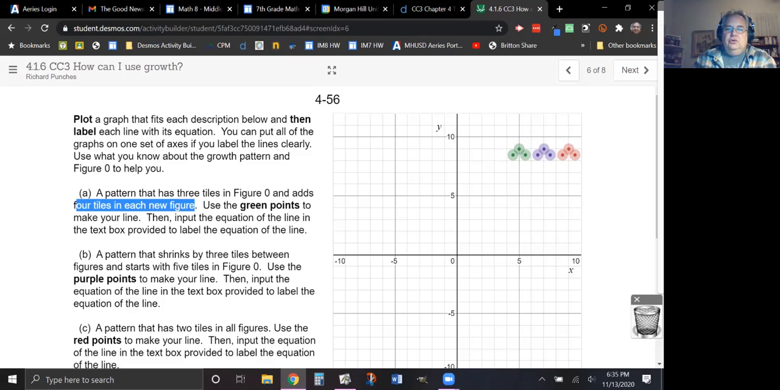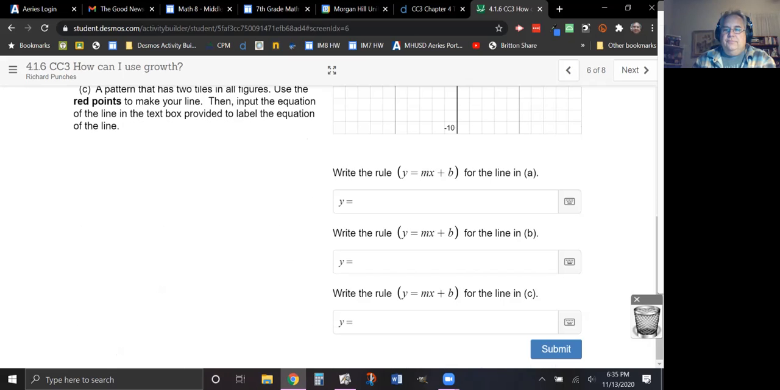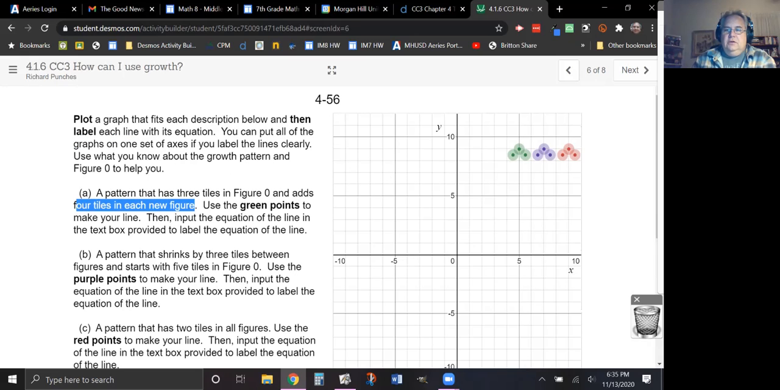advance a figure. Use the green points to make your line, then input the equation of the line in the text box provided to label the equation. So down here. All right, so here we go. Figure 0 has 3 tiles, okay? And it grows by 4. 1, 2, 3, 4. Move over 1. Grow by 4 again. 1, 2, 3, 4. Move over 1. Hey, there's our line.